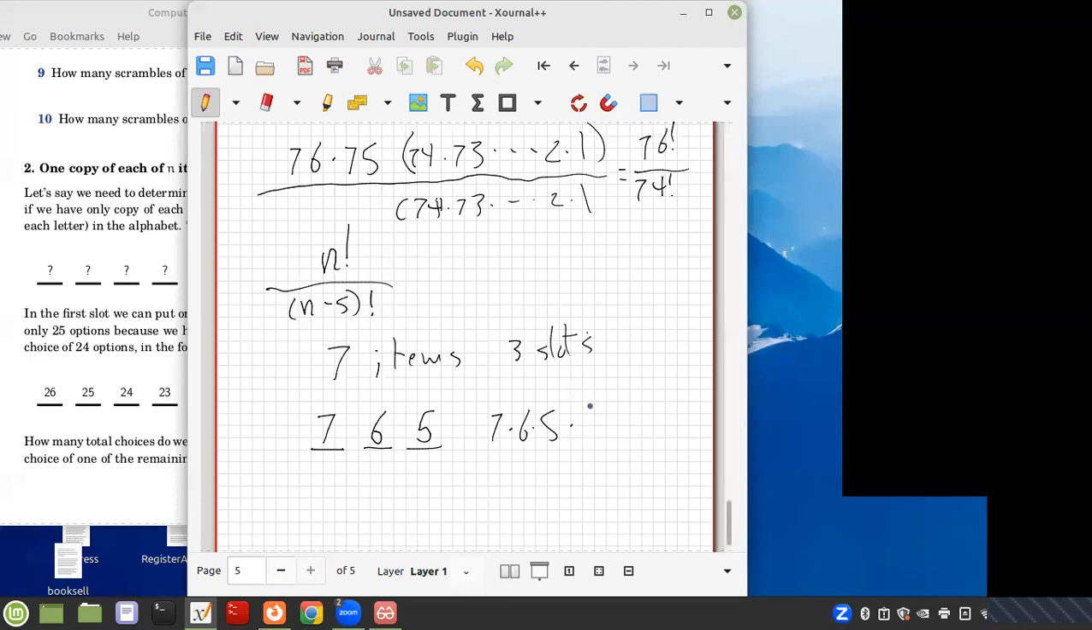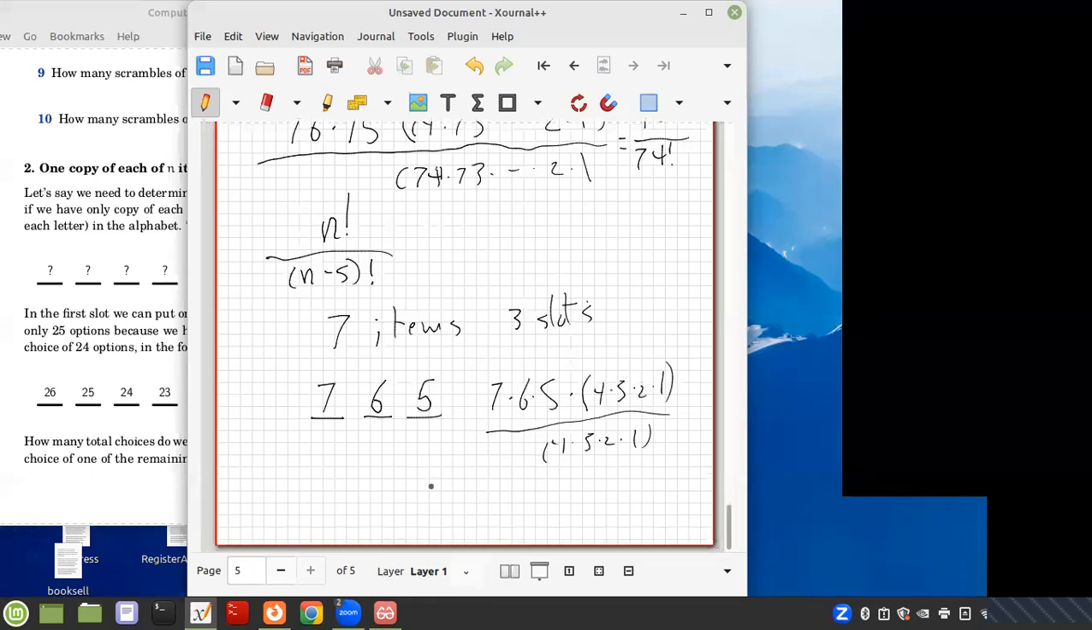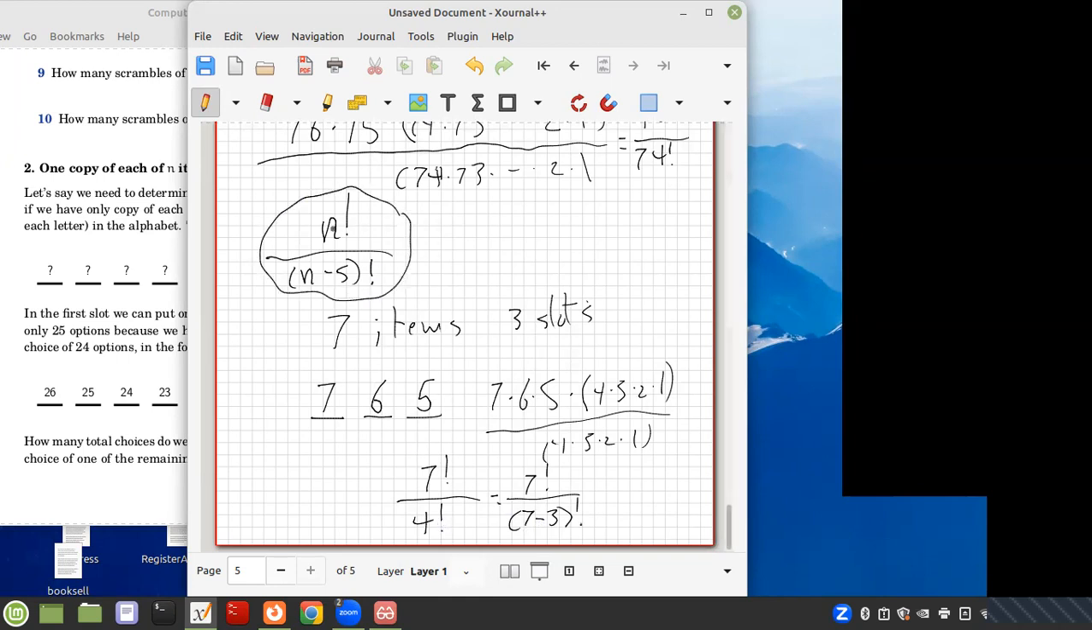But then what I want to do is multiply in the piece that's missing, 4 times 3 times 2 times 1, and divide out by 4 times 3 times 2 times 1. So you can see the answer is going to be 7 factorial over 4 factorial. And that's the same thing as 7 factorial over 7 minus 3 factorial for the 3 slots, which is 7 minus 3 is 4. So that's the same as this formula here, right? n factorial over n minus s factorial.